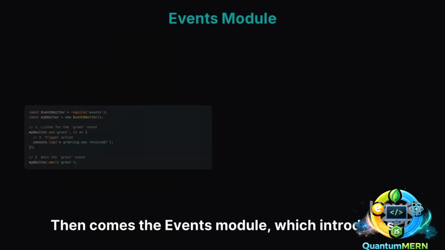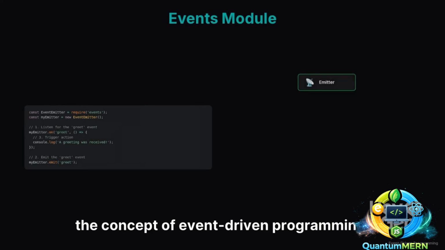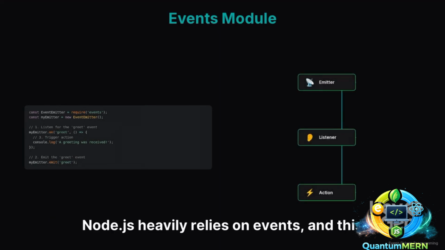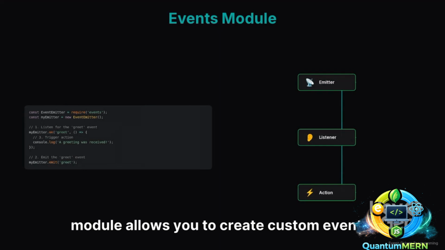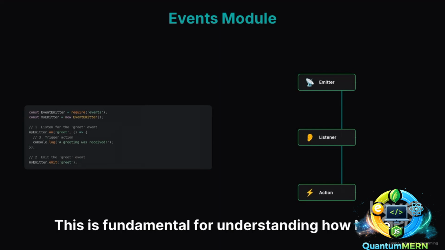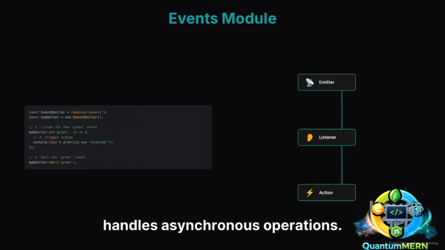Then comes the Events module, which introduces the concept of event-driven programming. Node.js heavily relies on events, and this module allows you to create custom events, listen for them, and trigger actions when those events occur. This is fundamental for understanding how Node handles asynchronous operations.